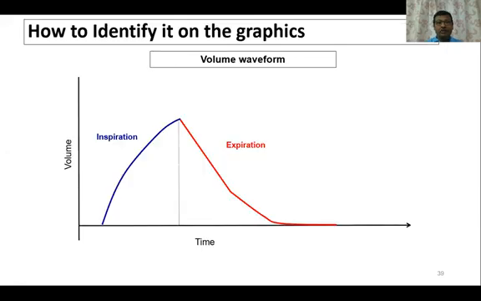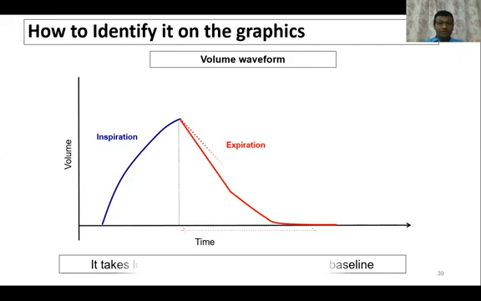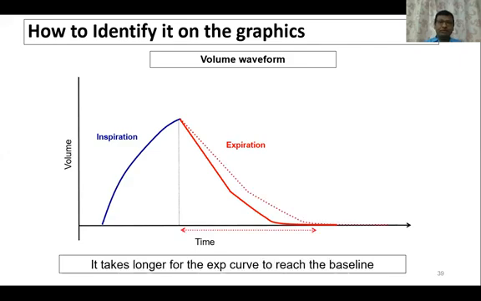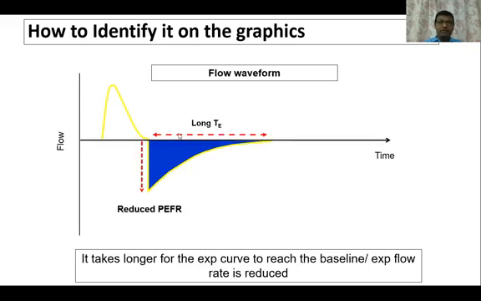In the volume waveform, the expiratory part of the curve will take longer to reach the baseline, and in the flow waveform, the expiratory portion will also take longer to reach the baseline. There will be a prolonged expiratory time, as well as a reduced peak expiratory flow. So this is how increased resistance will appear on scalars.